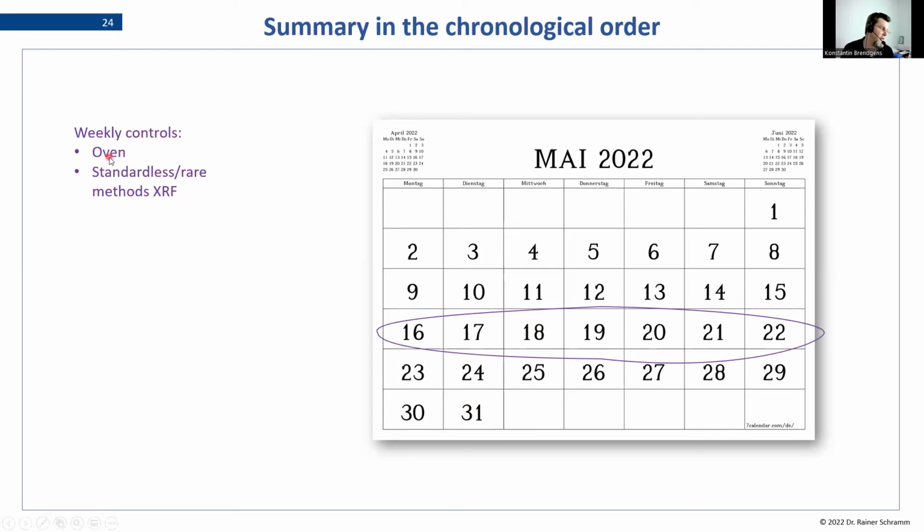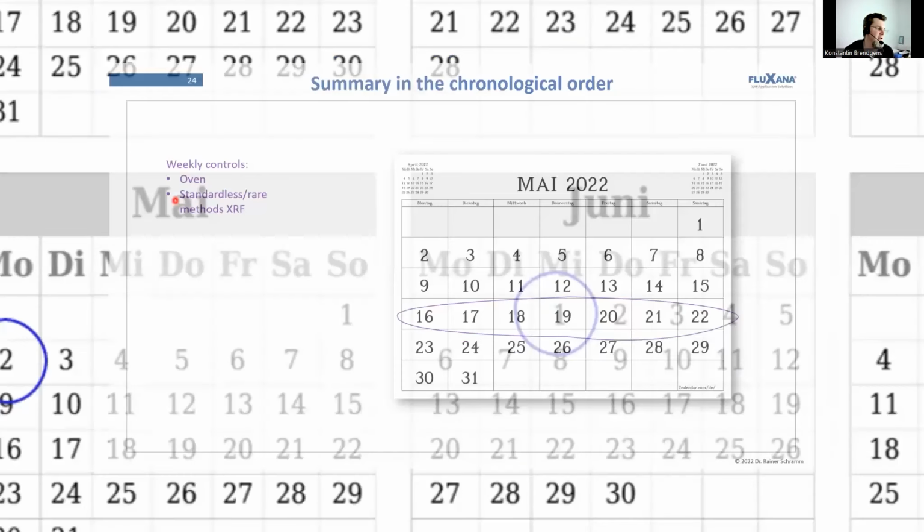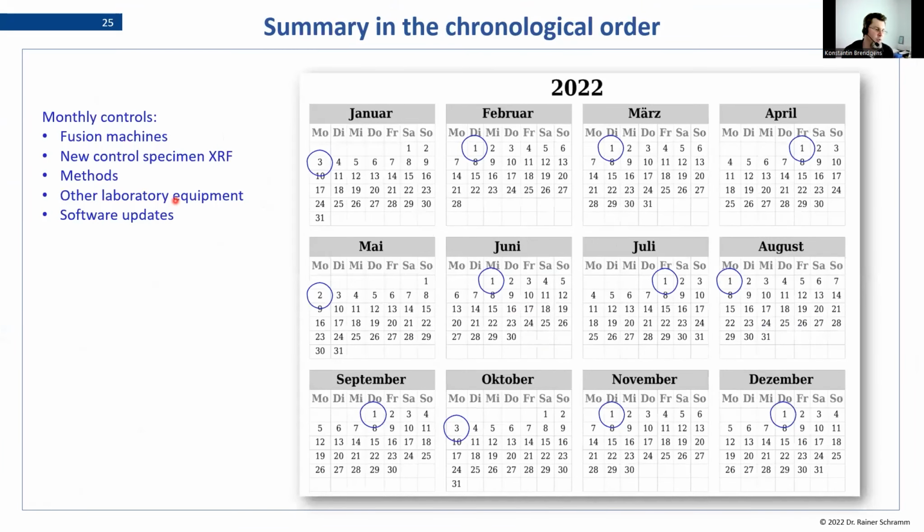Weekly controls, well, often again, in terms of methods we haven't checked: standardless or rare methods. There is a list, basically. They come weekly and monthly. On a monthly basis, we have more tests here now. So we do the fusion equipment. We do new preparations of our control sample at that point, because the preparations at some point have to be replaced. So we do the new specimens monthly and combine it with our fusion equipment check. We check the methods with these results and see if they match in the precision data, basically.